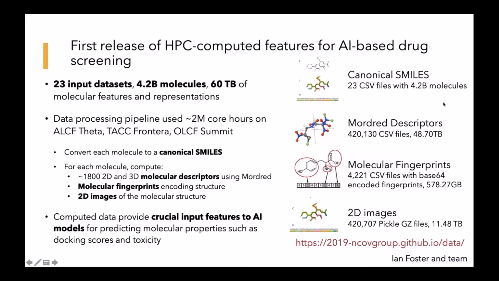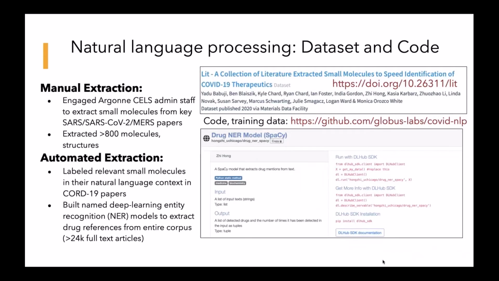It includes all the canonical SMILES formats, the molecular descriptors, as well as the molecular fingerprints and 2D images, which are all available on demand. So if you're interested, you can go and take a look at this particular website. This is very critical because AI models need this sort of data to figure out what's happening. And I'll show what we are running currently in terms of some of these ideas.